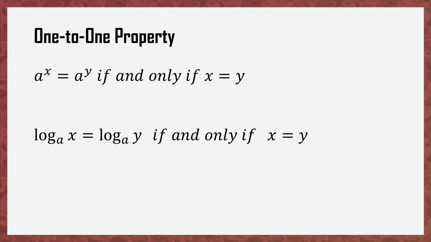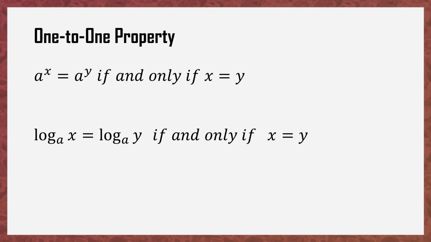Okay, let's take another look at the one-to-one property. This actually appeared in our last video, but this is one of the major ways that we are going to solve equations with logarithms in them, is using the one-to-one property. So if two numbers equal each other and they have exactly the same bases, a, in both of these cases, even if their exponents are different, I know that their exponents will equal each other. So a to the x equals a to the y if and only if x equals y.